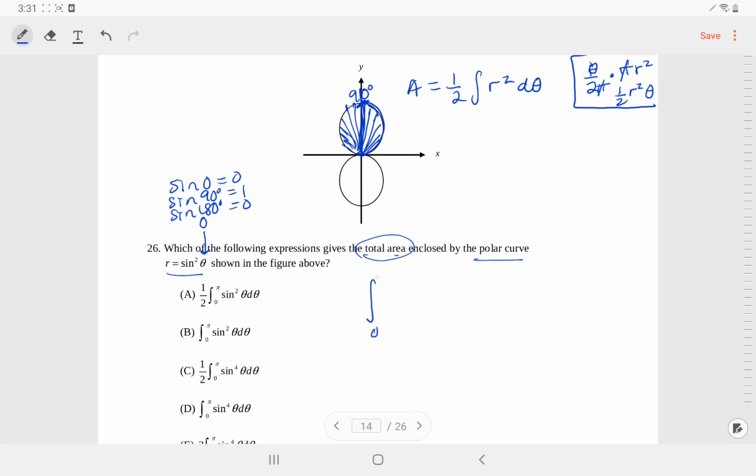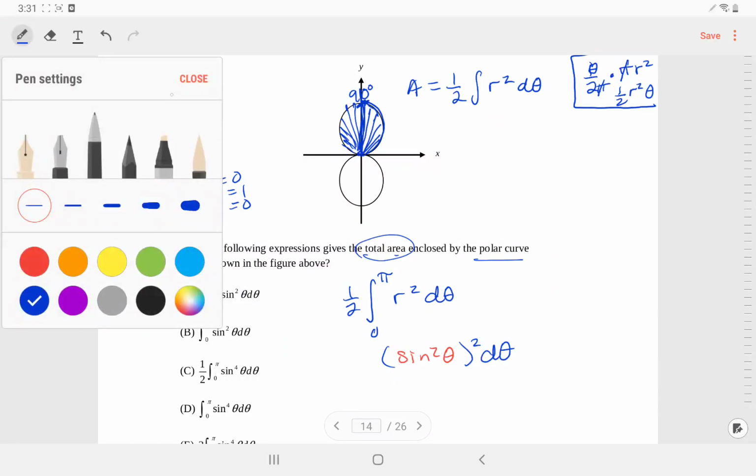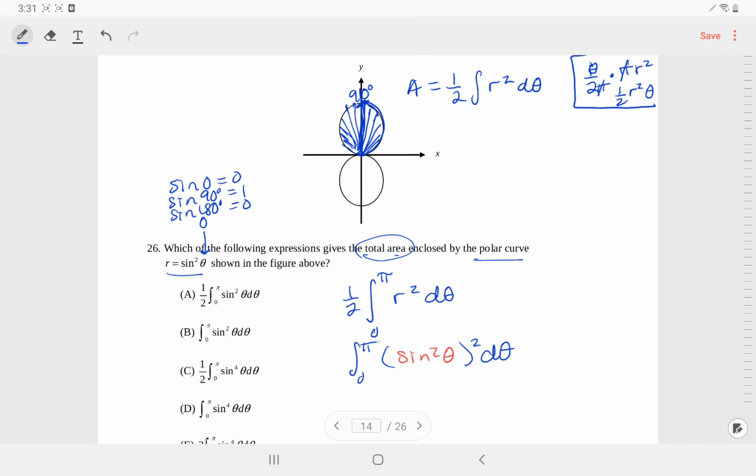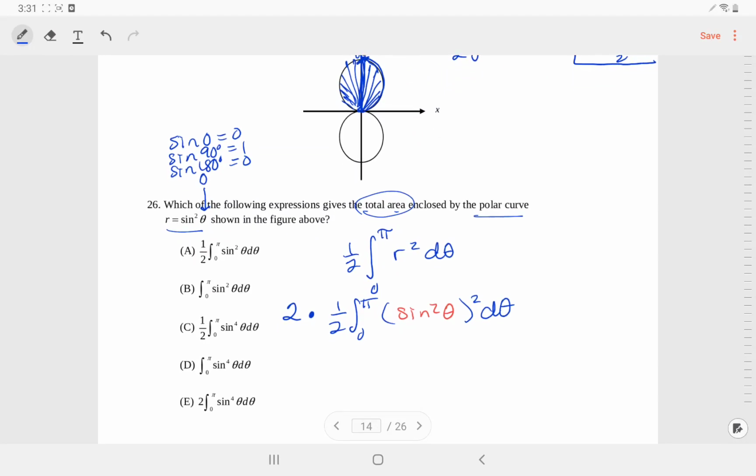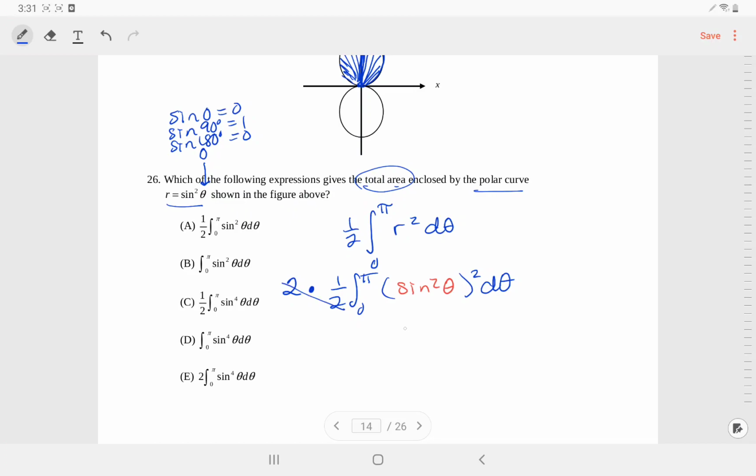So this would be from 0 to pi. The formula is 1/2 r squared d theta, and our r is sine squared theta. And then we have 0 to 2 pi, and then I want to multiply by 2. So that would cancel, and we get sine to the 4th theta d theta, 0 to pi, and 1.